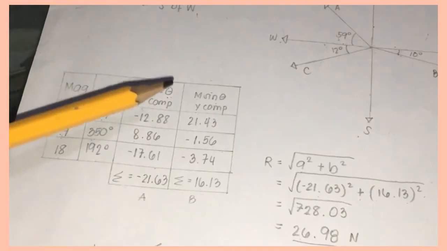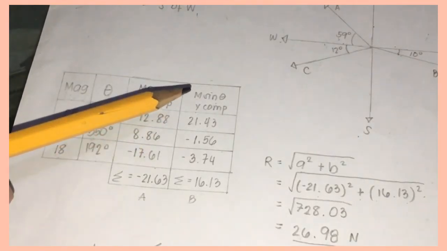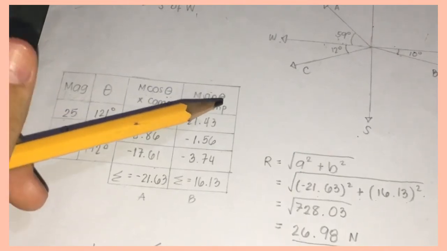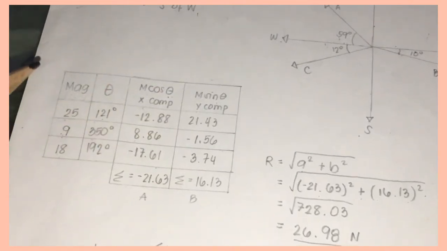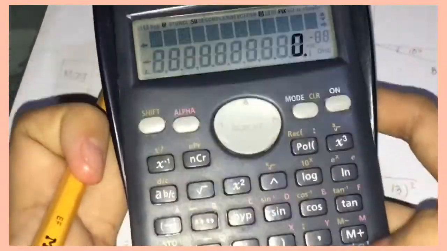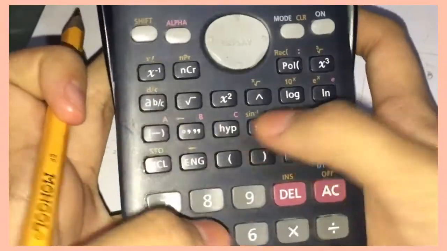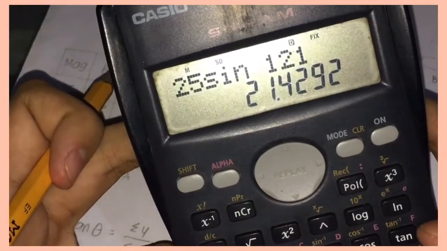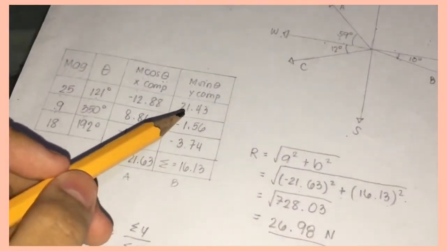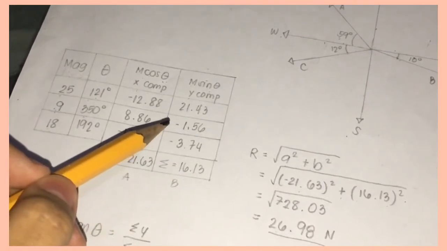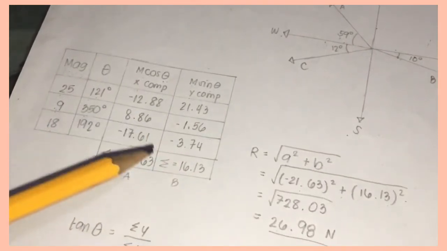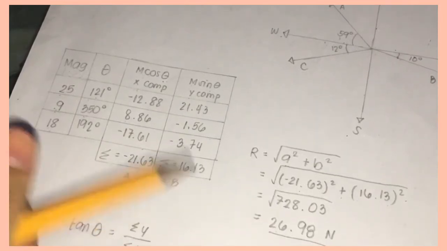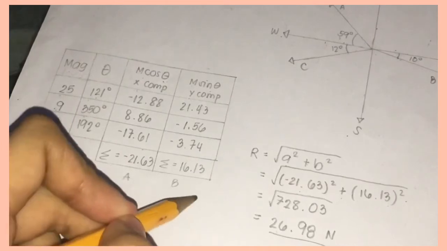For our y component, we are going to multiply the magnitude, the m sine theta. That is 25 sine theta 121, 21.43 right there. And you're also going to do that for the rest, and you're also going to add everything, which is why we have 16.13, and that will be your A and your B.